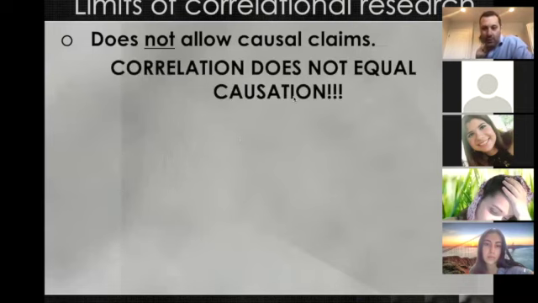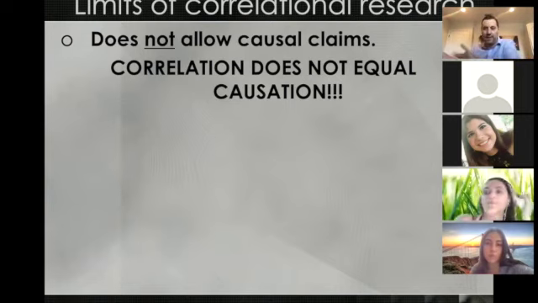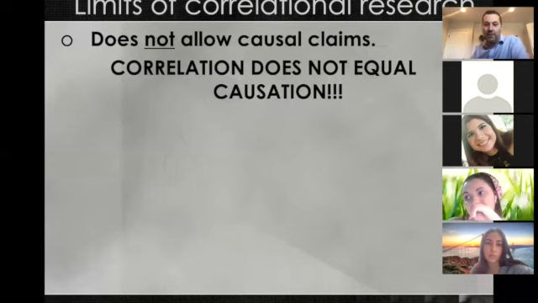Okay, there is one major limitation of correlational research, and you might have heard something like this in other classes, or if you haven't, you likely will in the future: the phrase that correlation does not equal causation. This is extraordinarily important because a lot of people mistakenly believe that if you see that two variables are correlated, you can form some sort of conclusion about which variable causes which other variable.